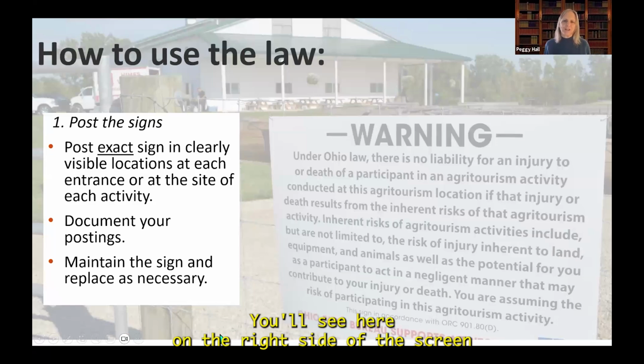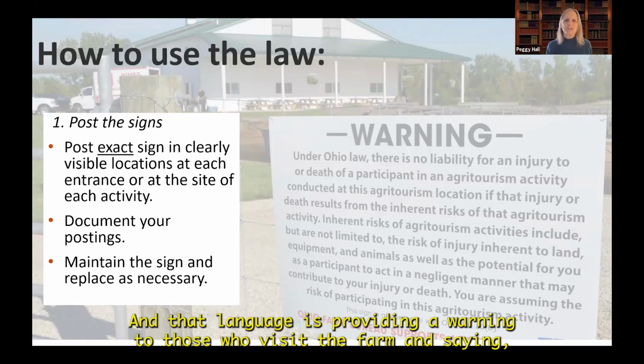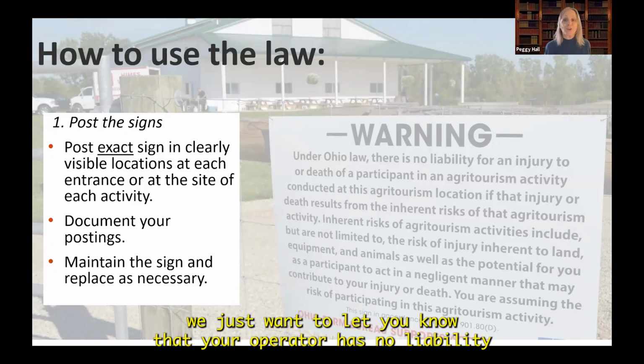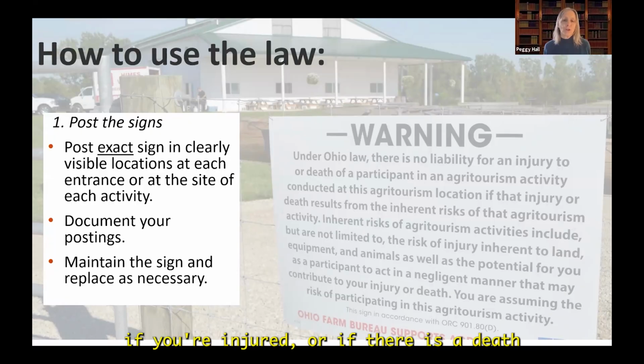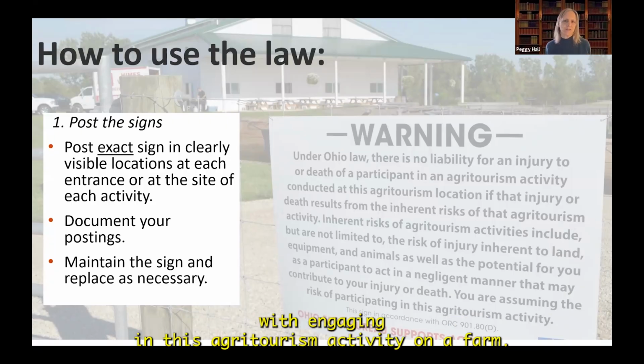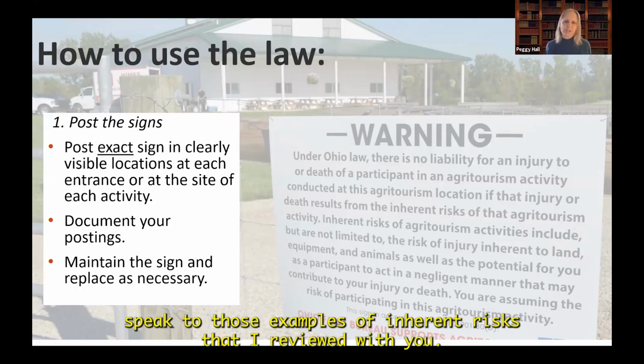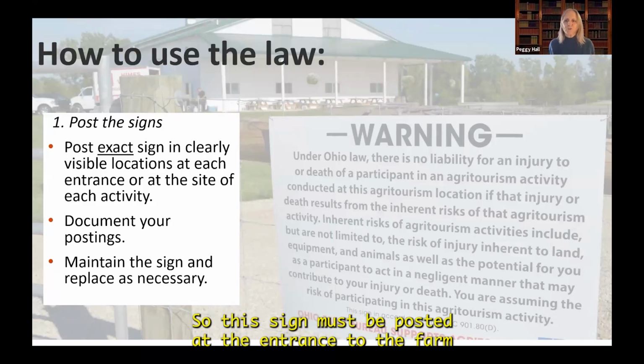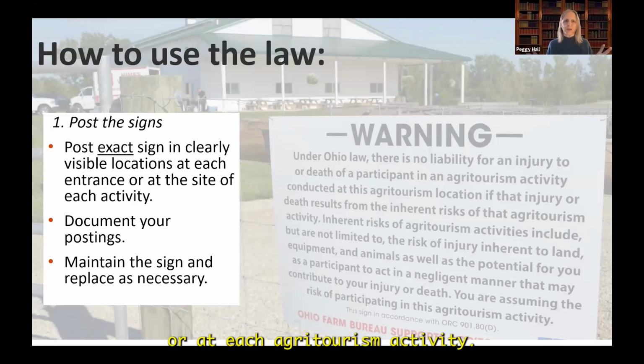You'll see here on the right side of the screen, there is specific language, and that language is providing a warning to those who visit the farm and saying, we just want to let you know that your operator has no liability if you're injured or if there is a death resulting from these inherent risks that come with engaging in this agritourism activity on a farm. And then it does speak to those examples of inherent risks that I reviewed with you. So this sign must be posted at the entrance to the farm or at each agritourism activity.